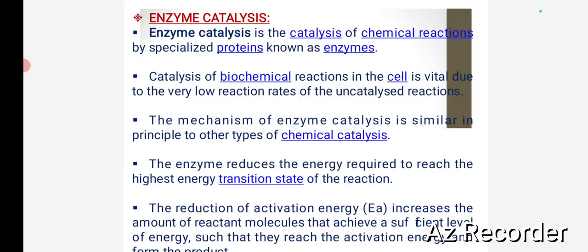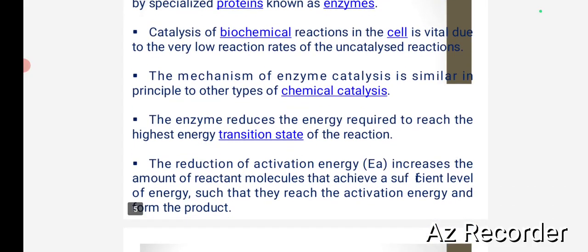The enzyme reduces the energy required to reach the highest energy state, called the transition state of the reaction. The reduction of activation energy, indicated as EA, increases the number of reactant molecules that have sufficient energy to reach the activation energy and form the product.